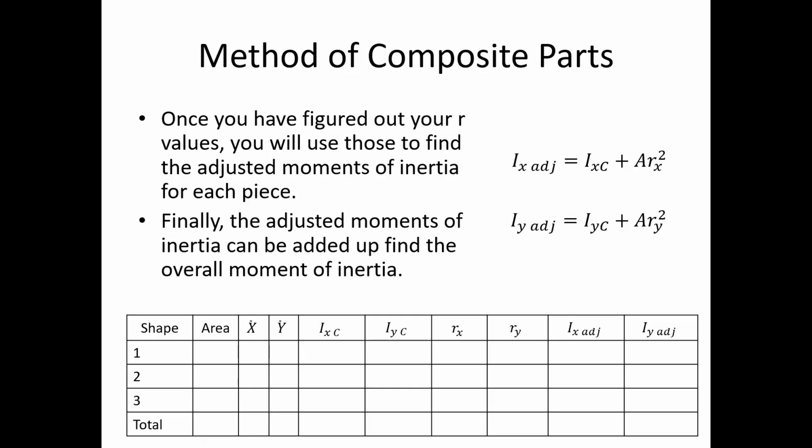Once we have all of these Ix and Iy values adjusted, then we can add them together. So everything in the Ix adjusted column gets added together to find the Ix for the total shape. Everything in the Iy adjusted gets added together to find the Iy for the total shape there. We cannot add together our moment of inertia values until we do this parallel axis theorem adjustment process because all of these Ix and Iy values are taken about different points, and so we cannot add them together.